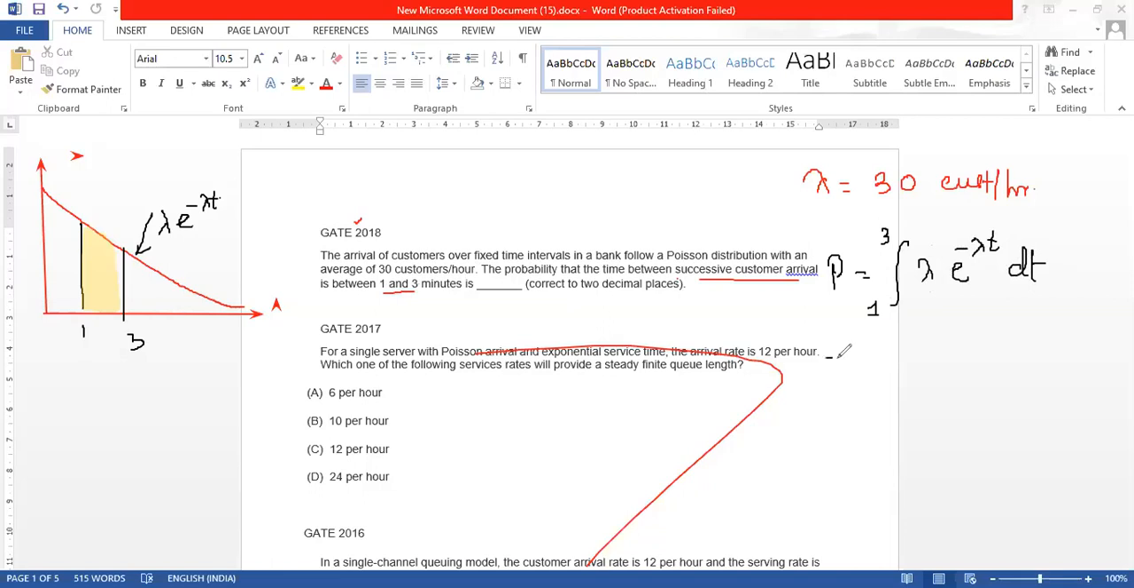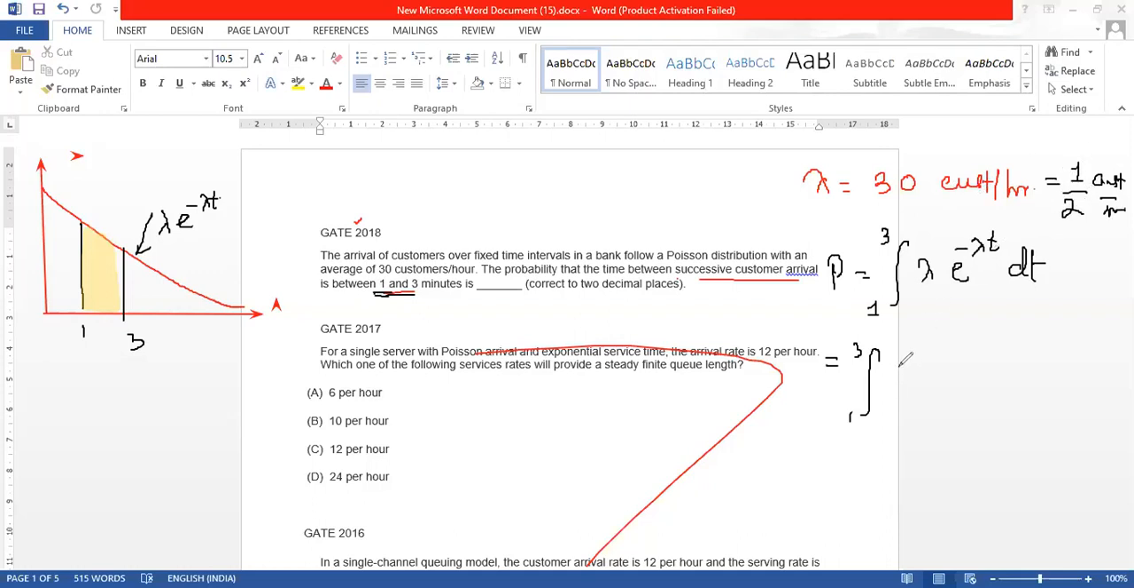This will be equal to the integral from 1 to 3 of lambda. See here, the arrival rate is given in customers per hour, but the inter-arrival time is in minutes, 1 minute and 3 minutes. Therefore we have to convert this 30 into per minute. This will be equal to 1 by 2 customer per minute, or 0.5. 30 customers are coming per hour, but 1 by 2 customer, or half a customer, will come in 1 minute.